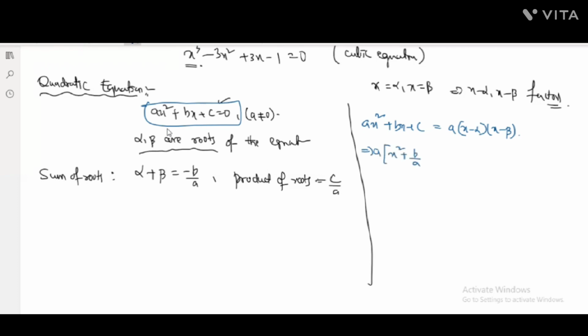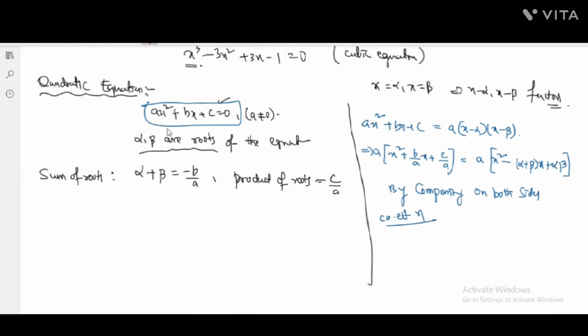So here take a common: x square plus b by a x plus c by a is equal to a times, when you multiply this out, x square minus alpha plus beta into x plus alpha beta. We remove the a on both sides, and by comparing both sides, what do we get? First let's compare the coefficient of x. What is the coefficient of x on the right hand side? Minus of alpha plus beta. Left hand side is b by a. So alpha plus beta is equal to minus b by a. This is one relation between roots and coefficients of the given quadratic equation.